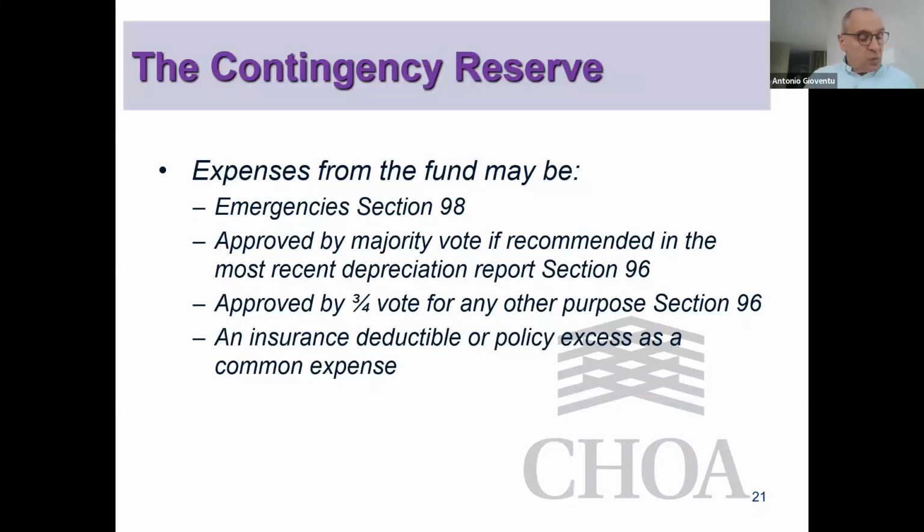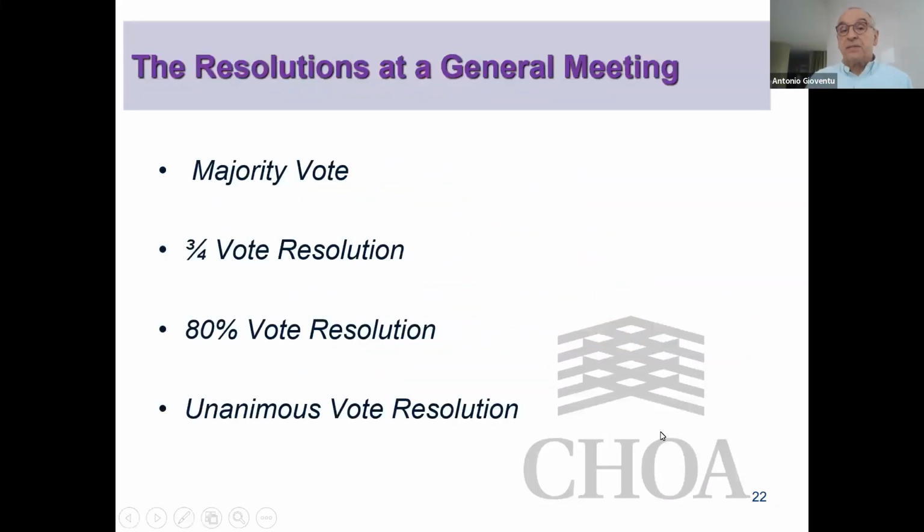Expenses from the fund. So when you're looking at your details, this is something to reflect as you're doing your report. Expenses from the fund can be for things like emergencies. They can be approved by majority vote if recommended in the most recent depreciation report. And I'm going to come to that because this is a critical issue. And approved by 3/4 vote for any other purpose and used for an insurance deductible or a policy excess cost as a common expense.